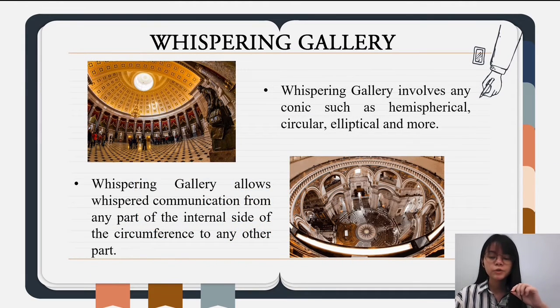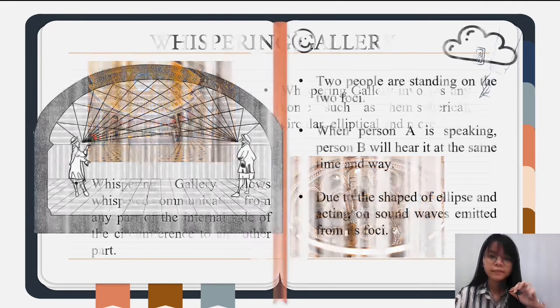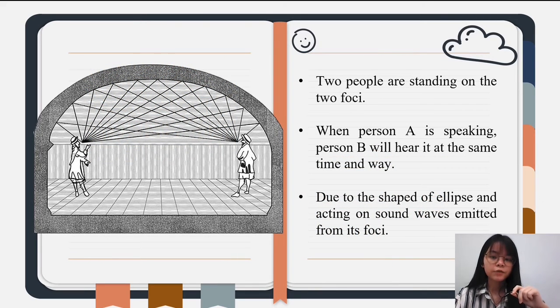Whispering gallery is an interesting phenomenon of math and physics. It involves any conic such as hemispherical, circular, elliptical, and more. At the same time, whispering gallery allows a whisper to communicate from any part of the internal side of the circumference to any other part. This is because of the reflective properties of an ellipse and its focal points.